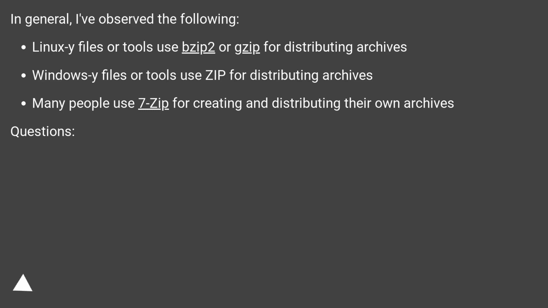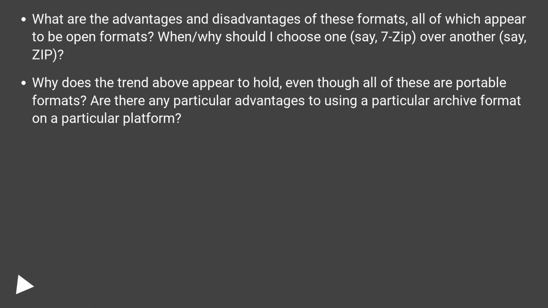Questions? What are the advantages and disadvantages of these formats, all of which appear to be open formats? When should I choose one, say, 7-zip, over another, say, zip? Why does the trend above appear to hold, even though all of these are portable formats? Are there any particular advantages to using a particular archive format on a particular platform?